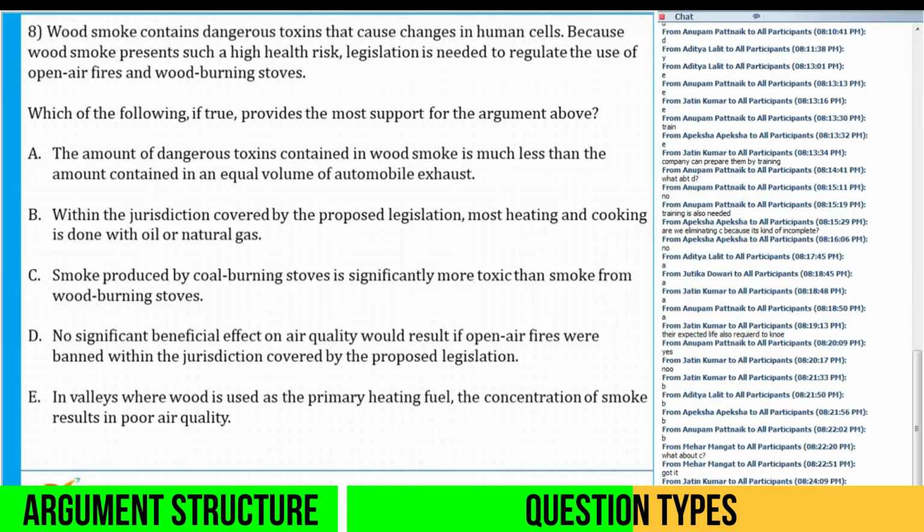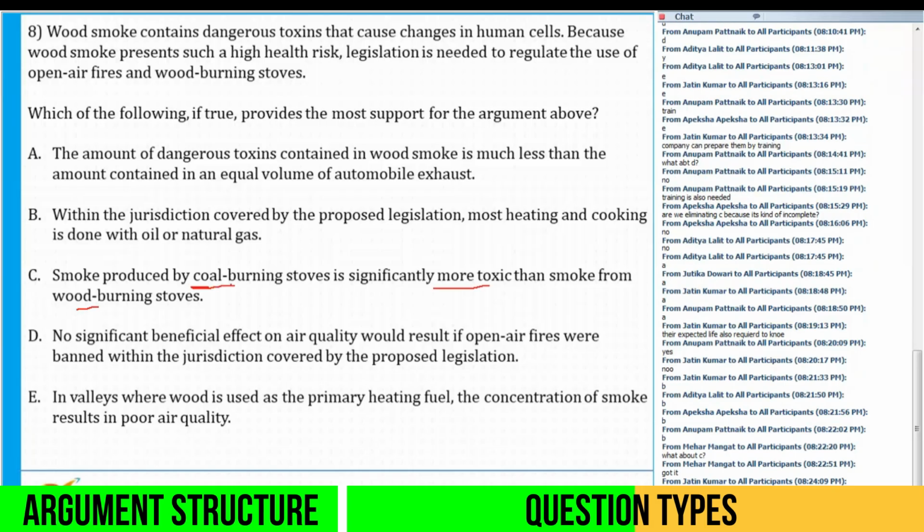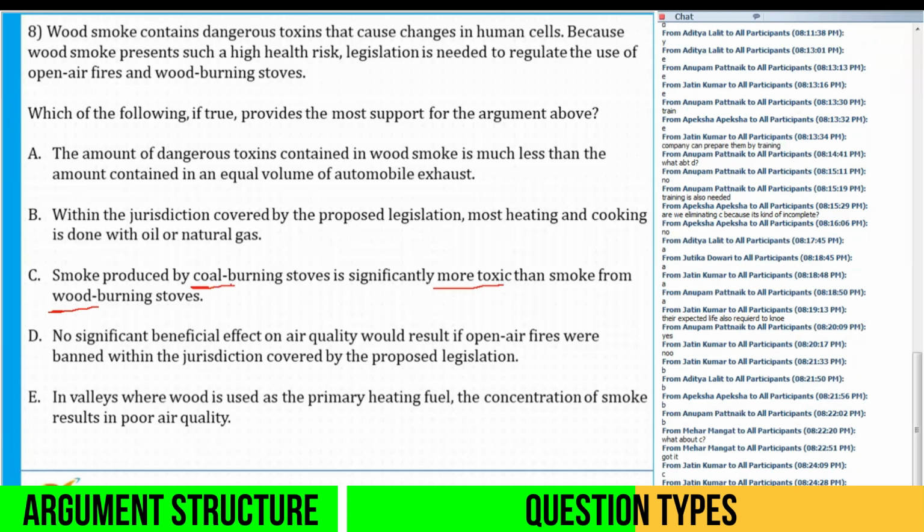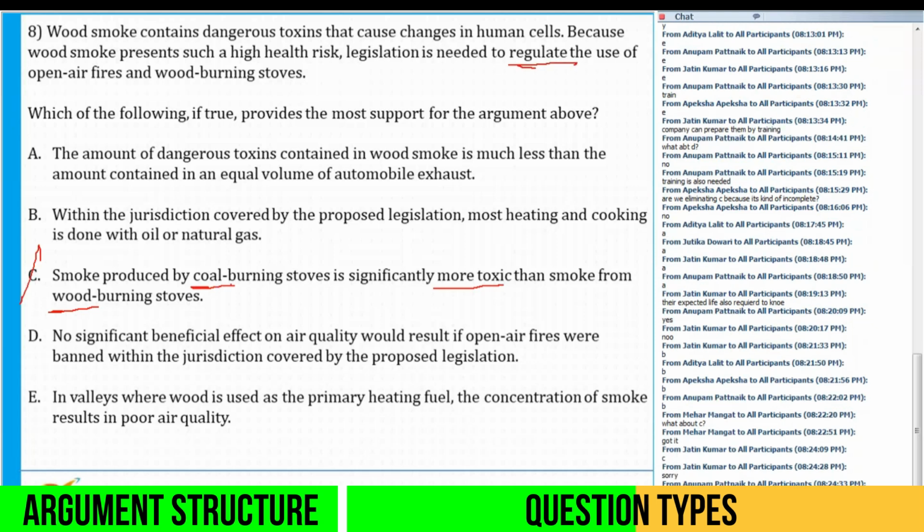Jatin, you mark C. Okay. Smoke produced by coal burning stoves is significantly more toxic than smoke from wood burning stoves. So coal is more dangerous than wood. So why will you regulate the use of wood? C will not work. You are trying to prove that wood burning is more dangerous. Okay, so C will not work.